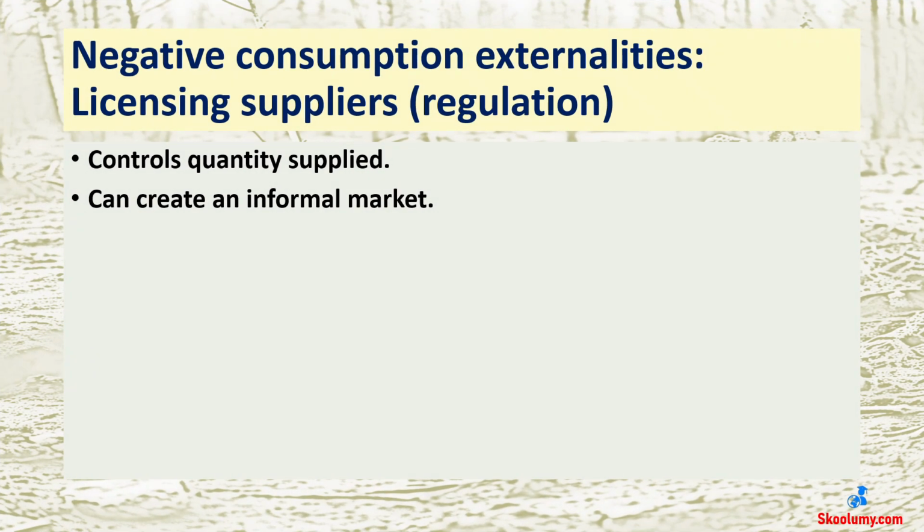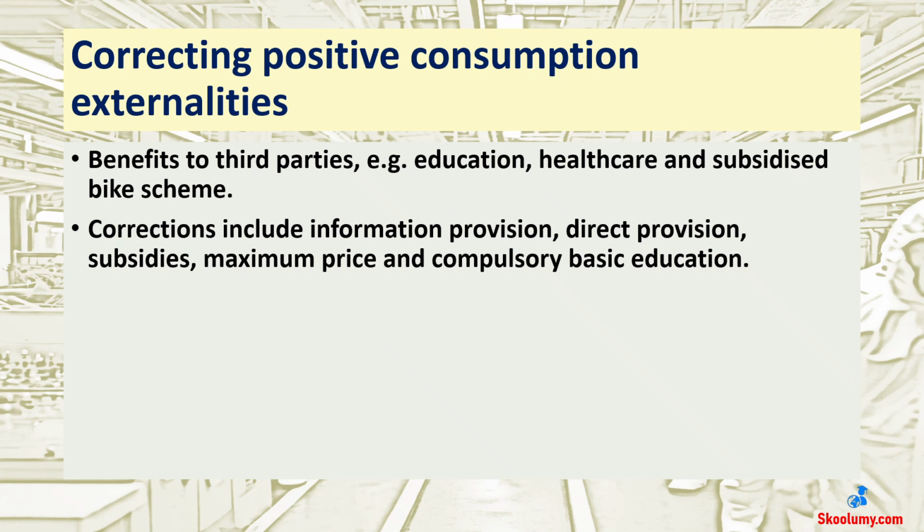Licensing suppliers controls the quantity supplied. However, it can create an informal market for the product. Correcting positive consumption externalities. Positive consumption externalities are benefits to third parties arising from consumption, e.g., education, healthcare, and is subsidized by a scheme. Corrections include information provision, direct provision, subsidies, maximum price, and compulsory basic education.